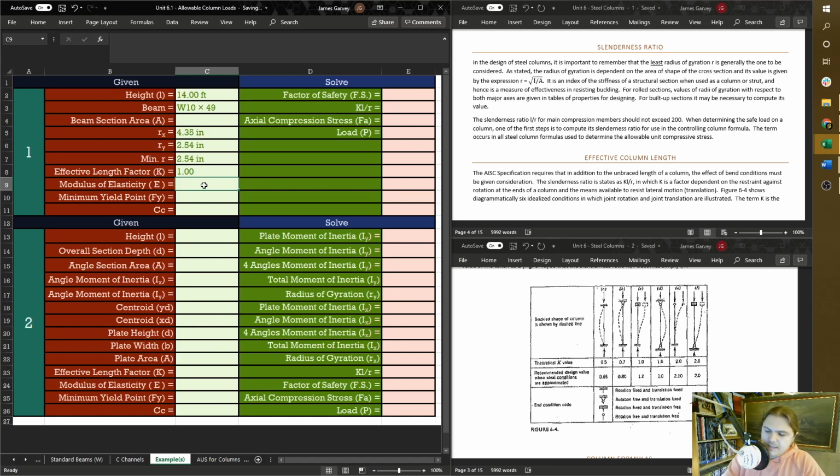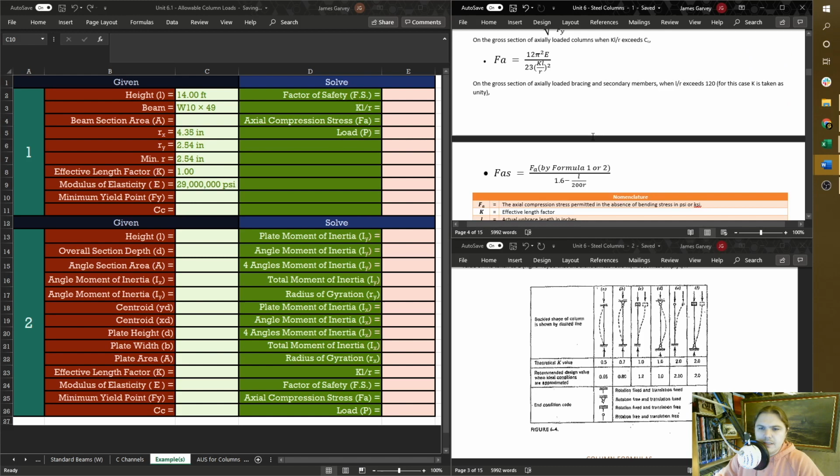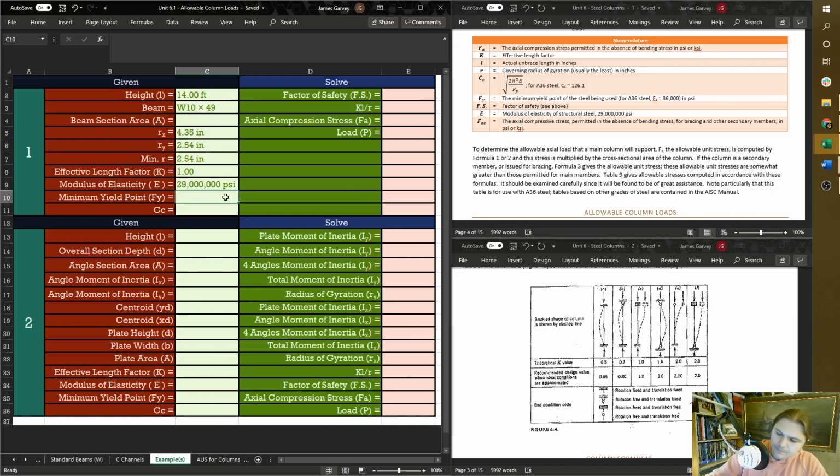Our modulus of elasticity, since this is still going to be A36 steel, will be 29 million. Let's see if I hit enough zeros. I did. And then our minimum yield point, which is listed in this table here, our FY, minimum yield point, for A36 steel is 36,000.